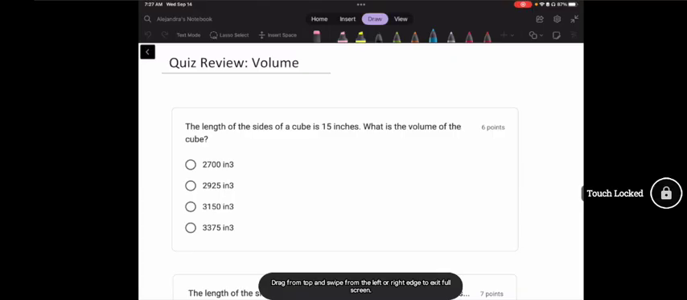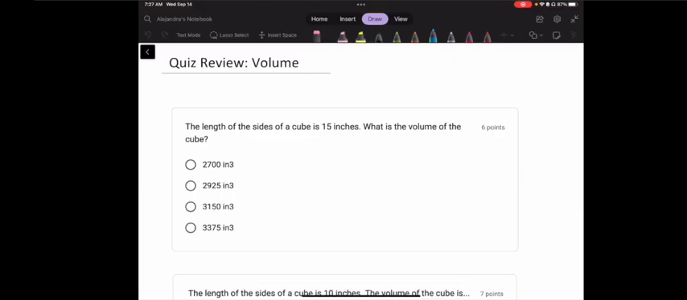Alright, so in this video, we're going to take a look at the questions from the volume quiz. So the first question states, the length of the sides of a cube is 15 inches. What is the volume of the cube?